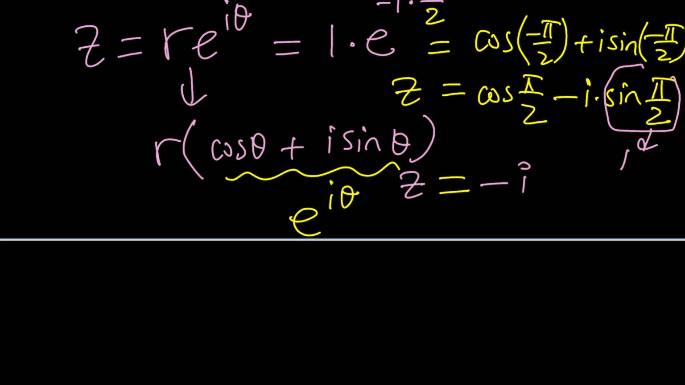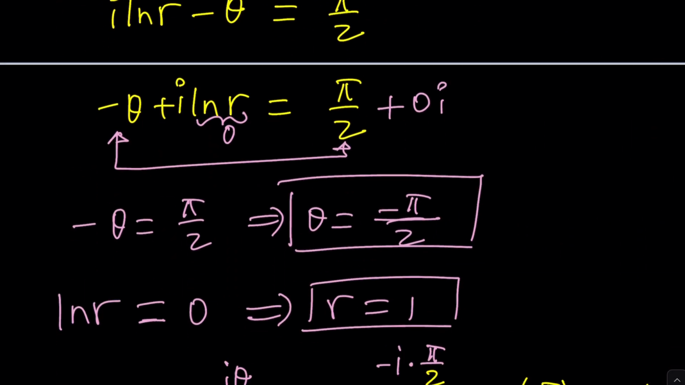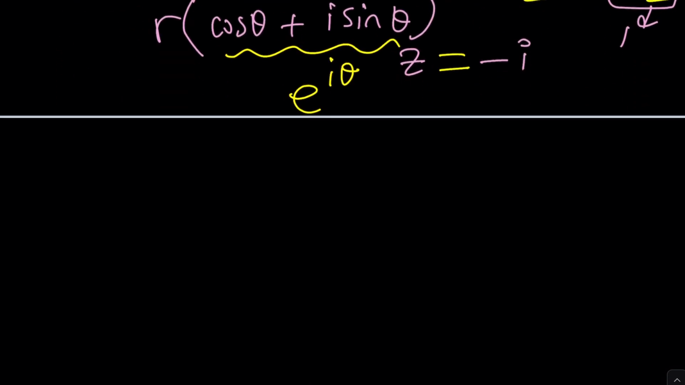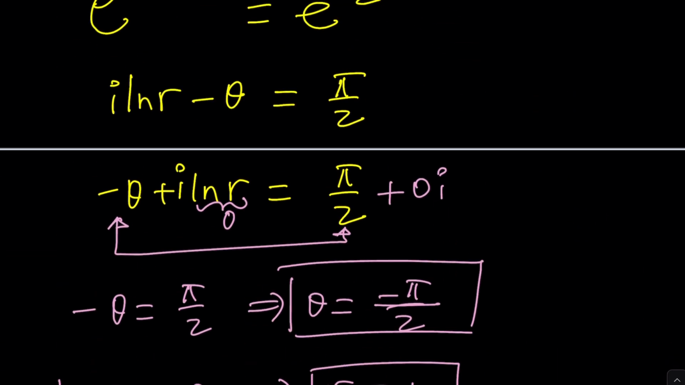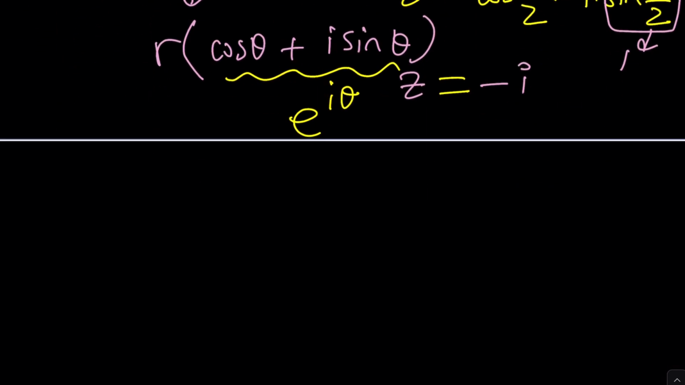But again, this is just a single solution. Let's go ahead and look for the general solution. So how could you find all the possible solutions? Well, you approach this problem a little differently maybe, right? Let's go ahead and take a look. We have z to the i. Maybe we'll call this the second approach, or just finding all the solutions, whatever.